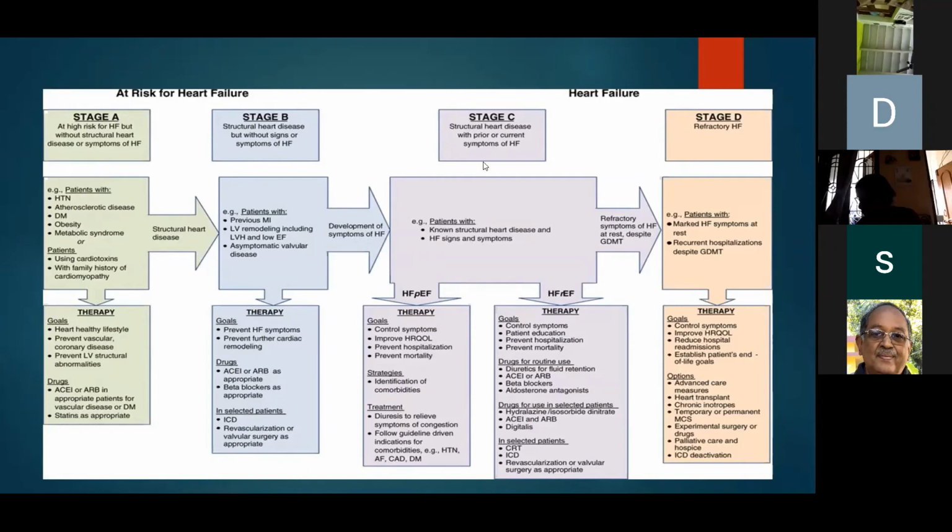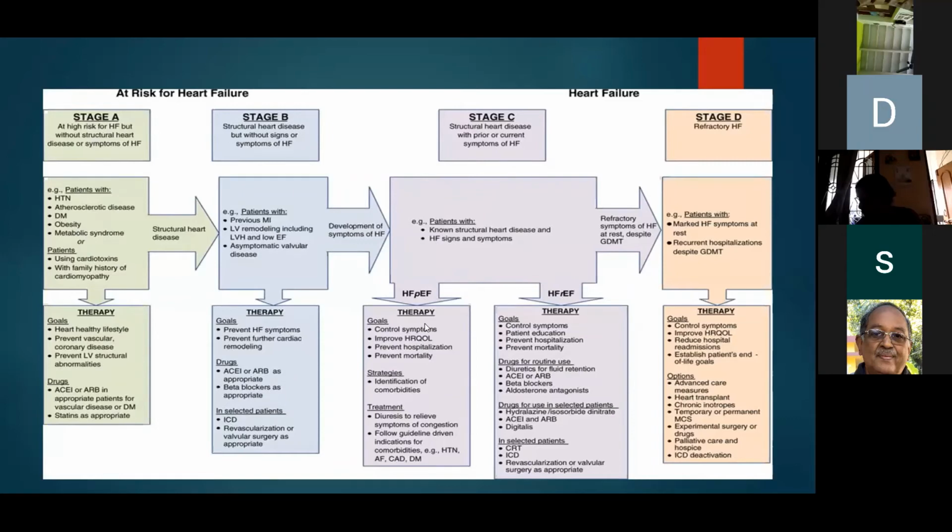As we move on to stage C, there is definitely structural heart disease with prior or current symptoms of heart failure. In stage B there were no signs or symptoms of heart failure; in stage C you have a structural defect and signs and symptoms of heart failure. These are patients with known structural heart disease and HF signs and symptoms. For long, people have been talking about systolic and diastolic dysfunction and also right-sided and left-sided cardiac failure. So the latest classification is heart failure with preserved ejection fraction and heart failure with reduced ejection fraction.